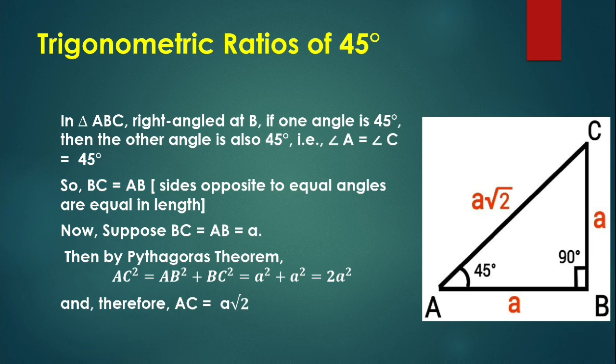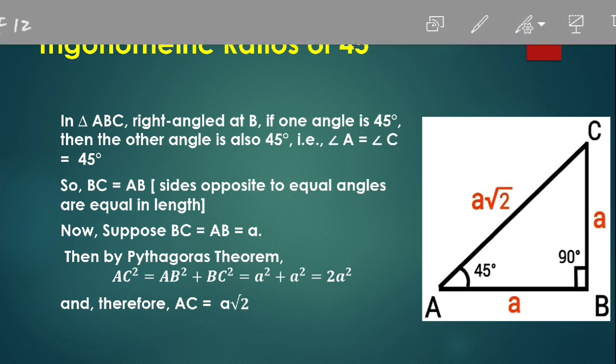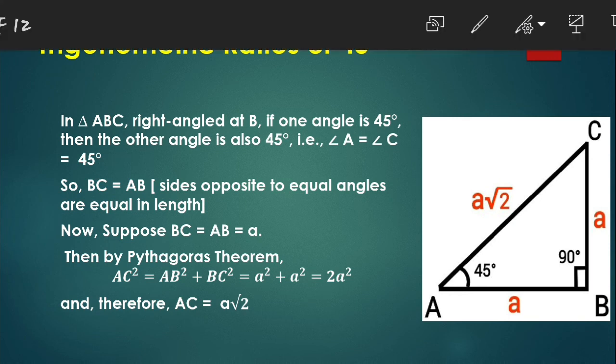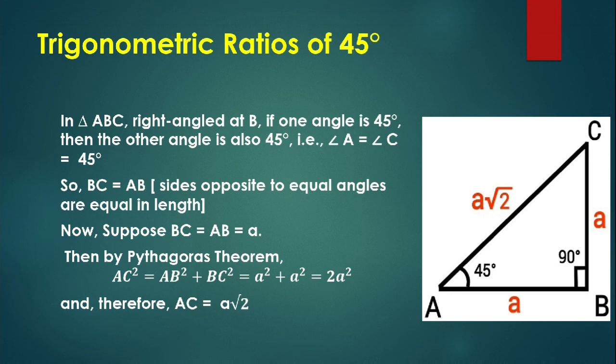First of all, I am taking ABC as a right angle triangle. At the point B the angle is 90 degree. Again I am considering that angle A is 45 degree. So if angle A is 45 degree and angle B is 90 degree, then automatically angle C will be 45 degree by the angle sum property. So this angle C is also 45 degree, which I have written here.